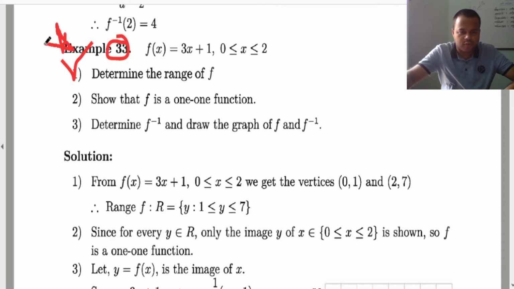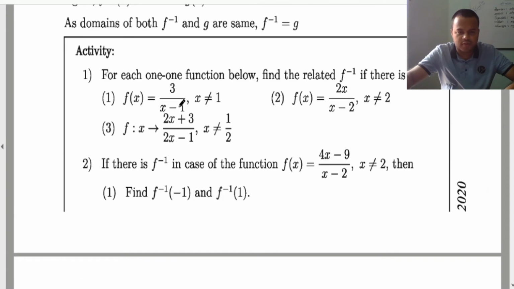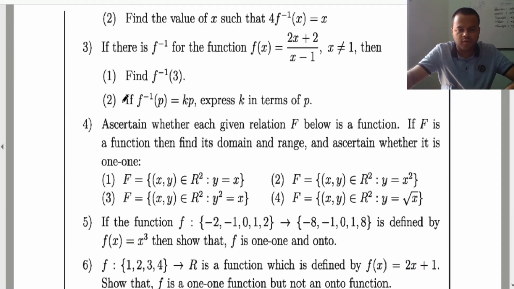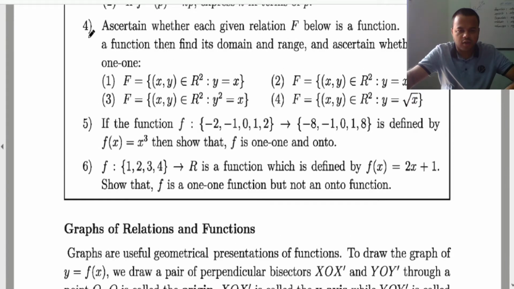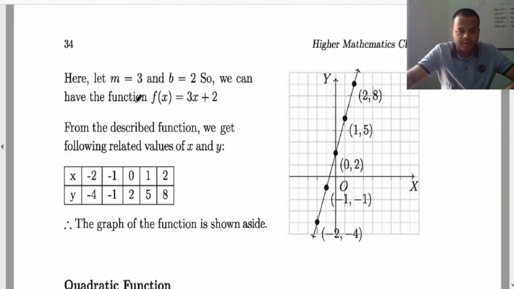You have to complete this. This is an important part. And here also, activity number 2, number 3 of 1, number 3, and also here.